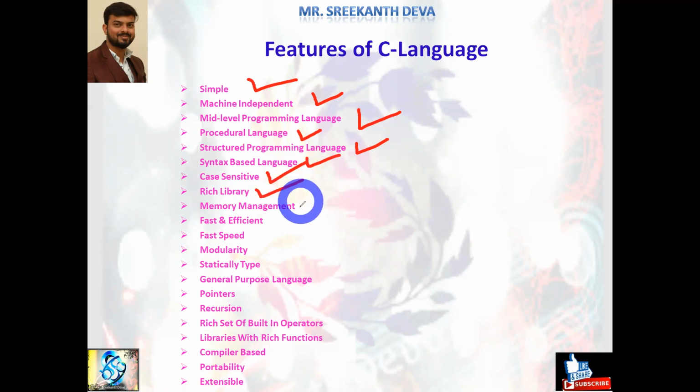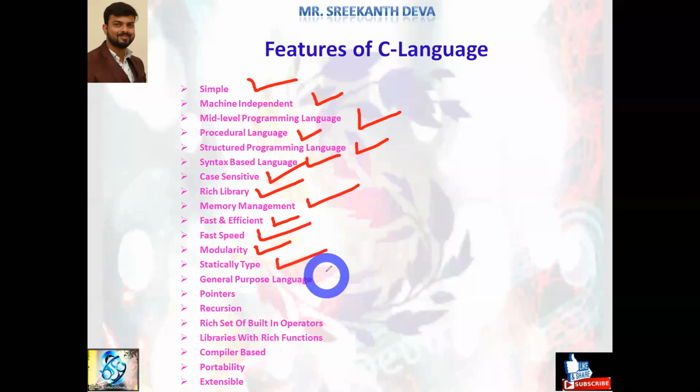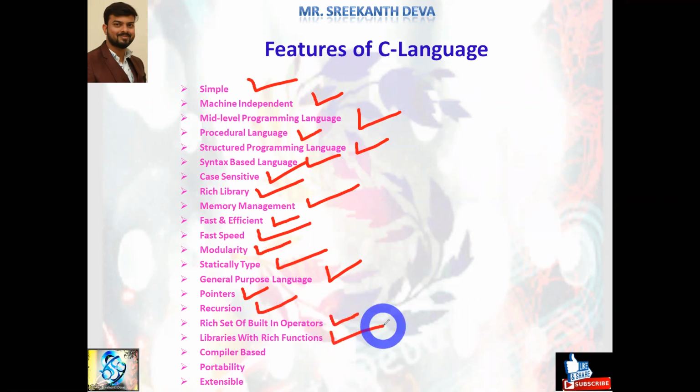C has strong memory management. C is a fast and efficient programming language. C is a modular programming language. C is a statically typed language. C is a general purpose programming language. C supports pointers. C supports recursion. A rich set of built-in operators is supported in C language. C has built-in libraries with rich functionalities.